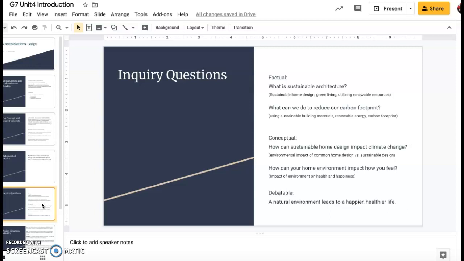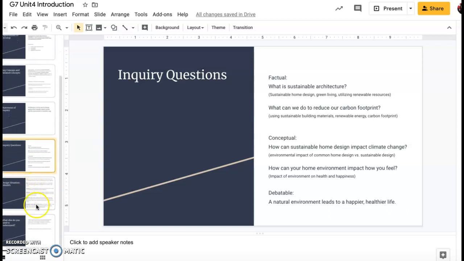So our factual questions are, what is sustainable architecture? And what can we do to reduce our carbon footprint? Conceptual questions are, how can sustainable home design impact climate change? And how can your home environment impact how you feel? Our debatable question is, a natural environment leads to a happier, healthier life.